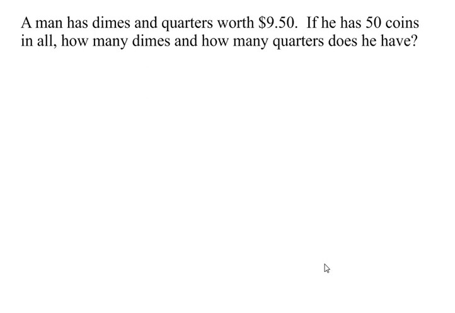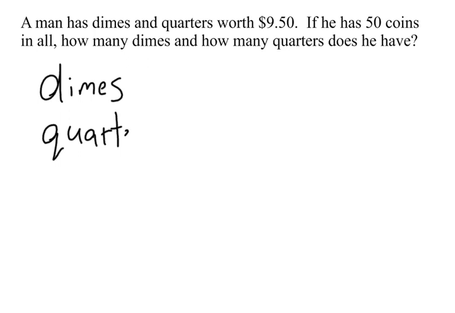So what do we need? Well, we need to know how many dimes there are. We'll need to know how many quarters there are. We don't know either of those things. We're going to set one of these equal to x. I try to always set the one that has the nastier value to x, so I'm going to set quarters to x. We'll see why in a bit.